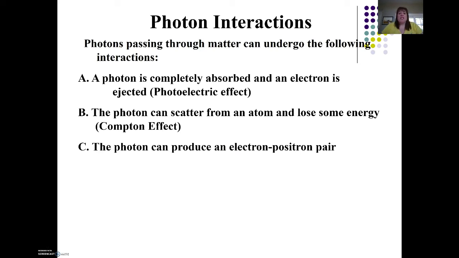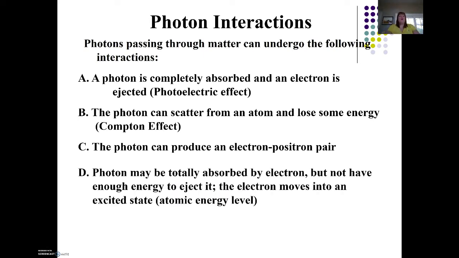Photons, if they have enough energy, can produce matter. And we're going to see in class that photons can produce electron-positron pairs. Not that we're going to be making them, we're going to be talking about them in class. Or maybe instead of being absorbed and ejecting an electron, maybe it doesn't have enough energy to do that. Maybe it just gives its energy to an electron and promotes it to a higher state.